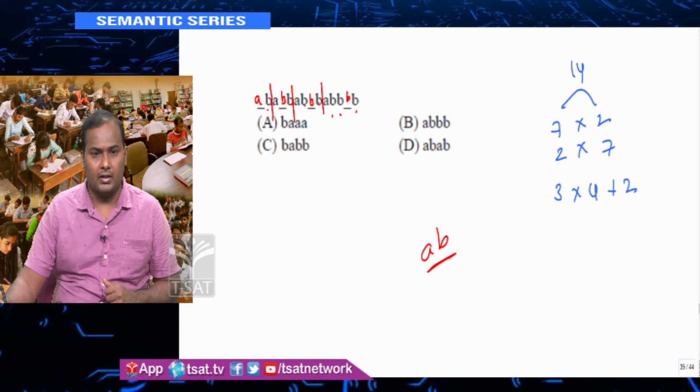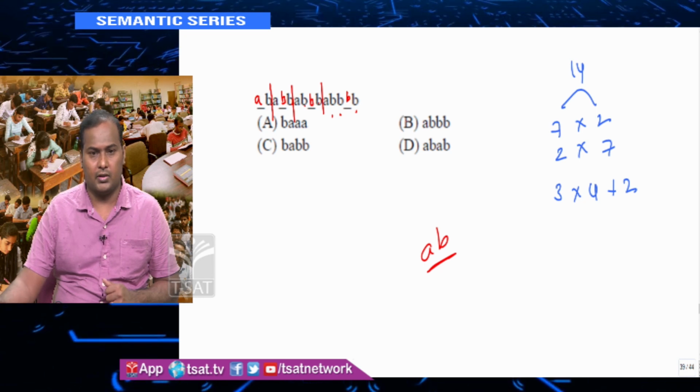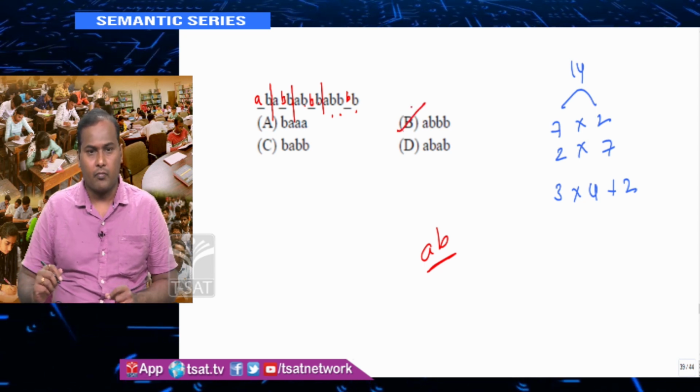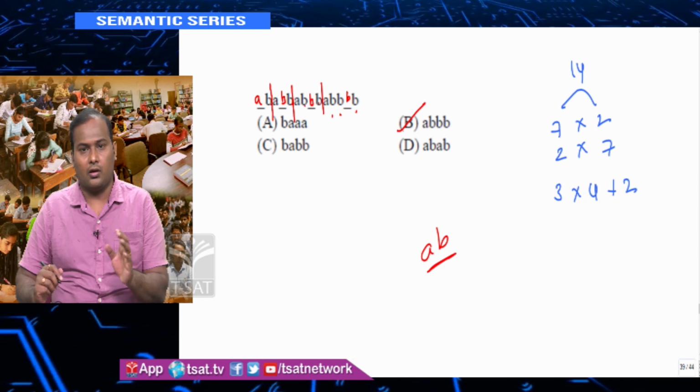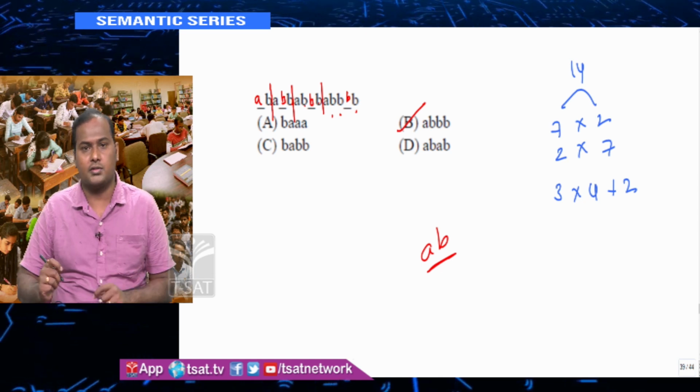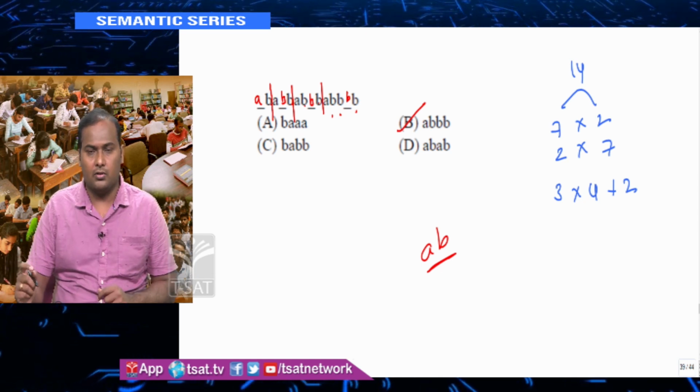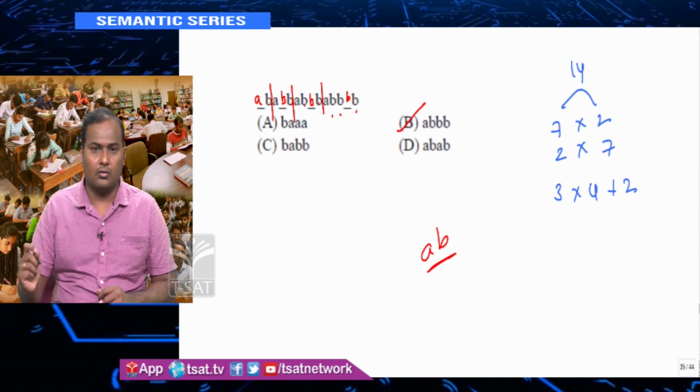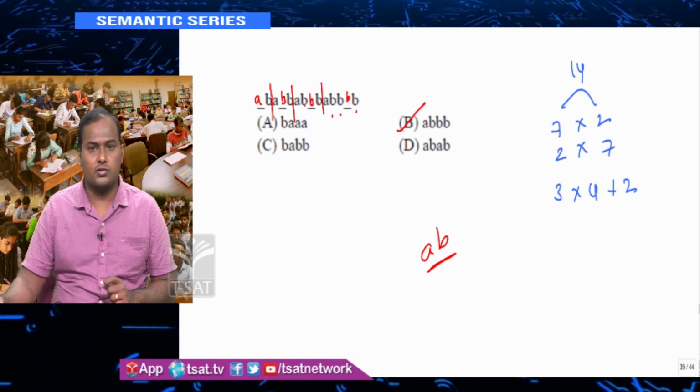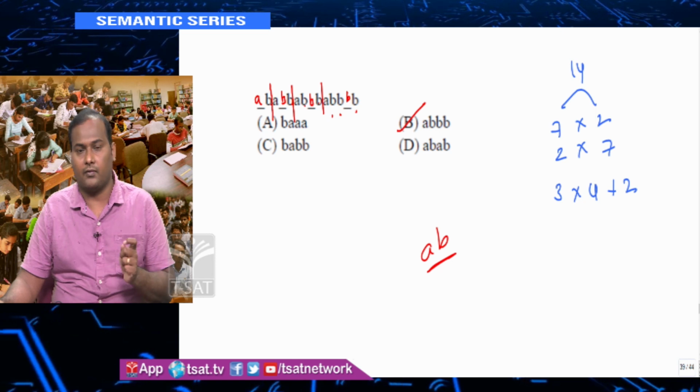So your answer will be A, B, B, B. So the answer is option B. In this type of question, you cannot divide into blocks and check for the common. Not possible. Whenever this is not possible, what does a student need to do? He needs to see how many types of letters are there.